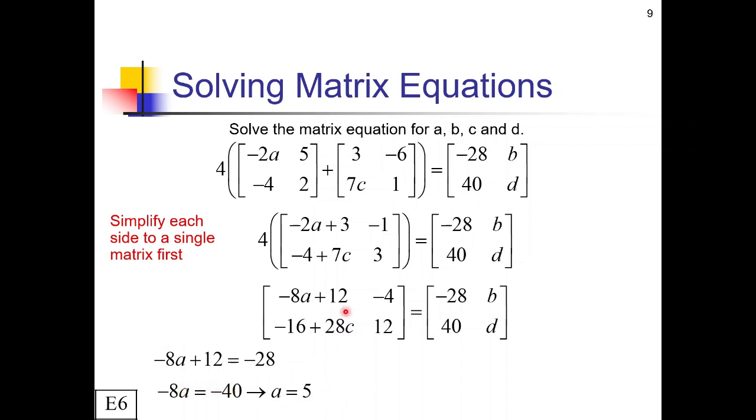All right. Next we have negative 4 equals b, which solves itself. Negative 16 plus 28c equals 40. So adding 16 over here, we've got a 56. And then dividing by 28, we've got c equals 2. And then finally, 12 equals d, which also solves itself.